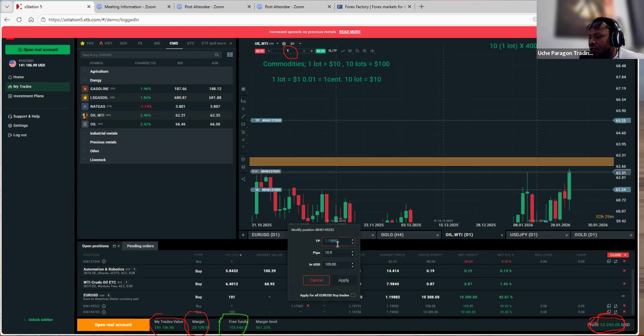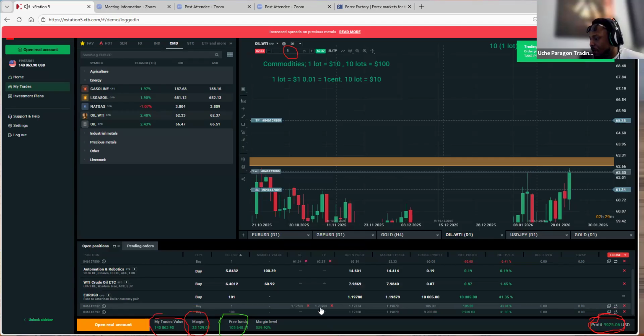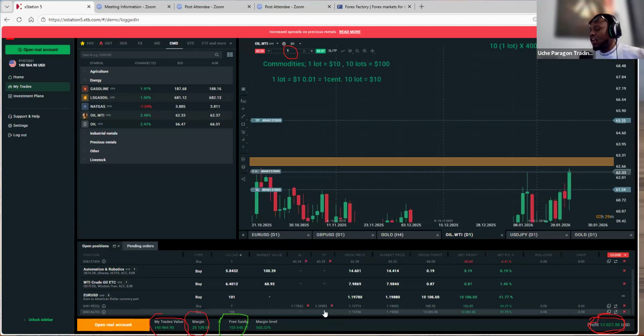After 1.9, after 19, I think it should be 20, right? That is 20. So 20, maybe 9, like 209. Then I will put this in. It will show me the value I will get and the total value in pips. Then I will apply it. Now look at it. My stop loss and my take profit has been added. That's on an existing trade. I'm modifying the trade.